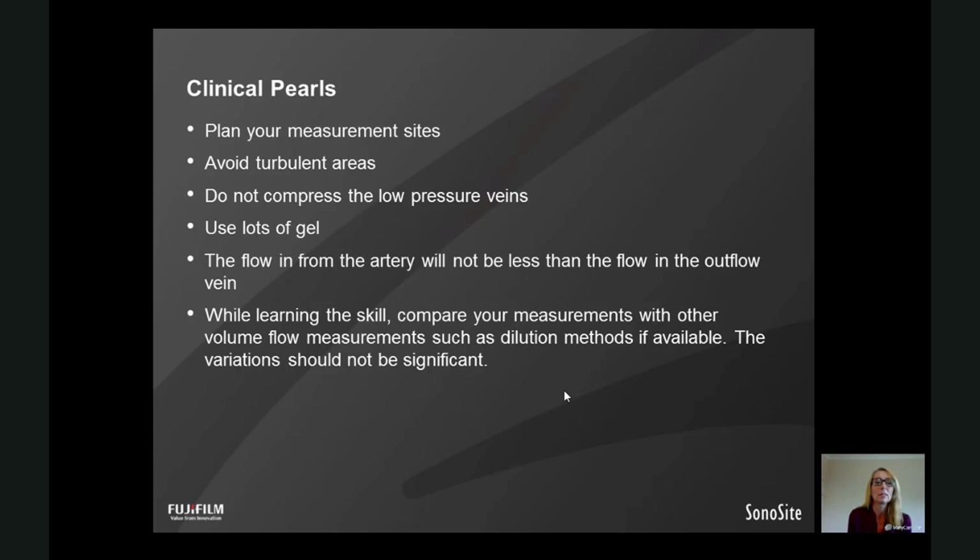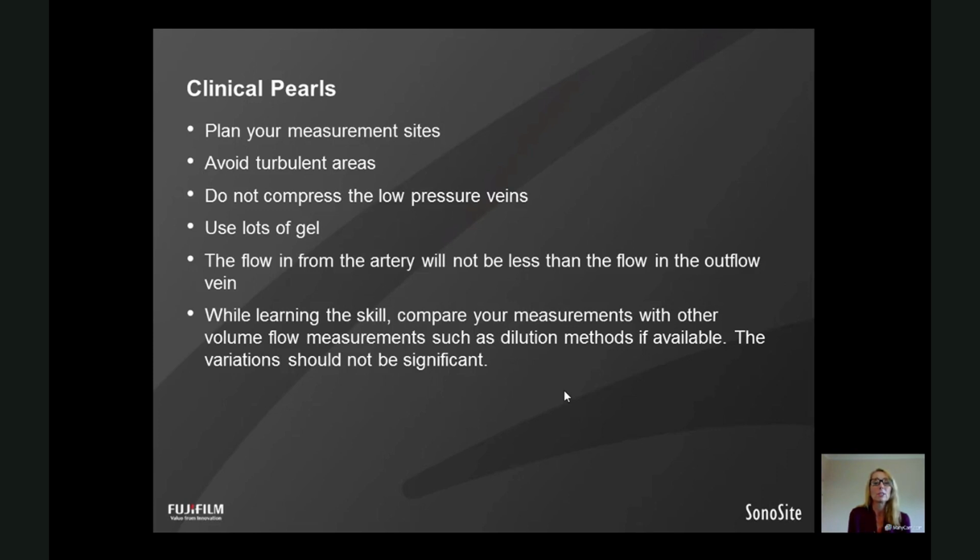Don't compress the low pressure veins. Again, if you compress your vein slightly, it's no longer a circle, and then your diameter measurement is going to be incorrect. So it's really important that you use a lot of gel, and when you do your heel to toe to get the flow to and from the probe, you're tilting it in the gel, not pressing on the skin and compressing the vein and causing a variation in the velocity or the flow.